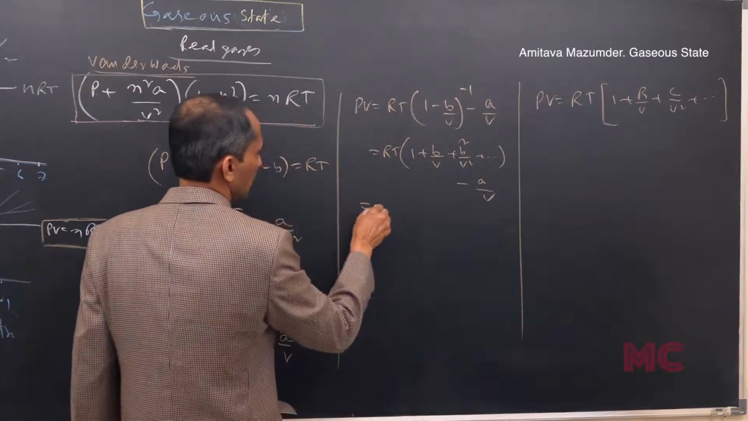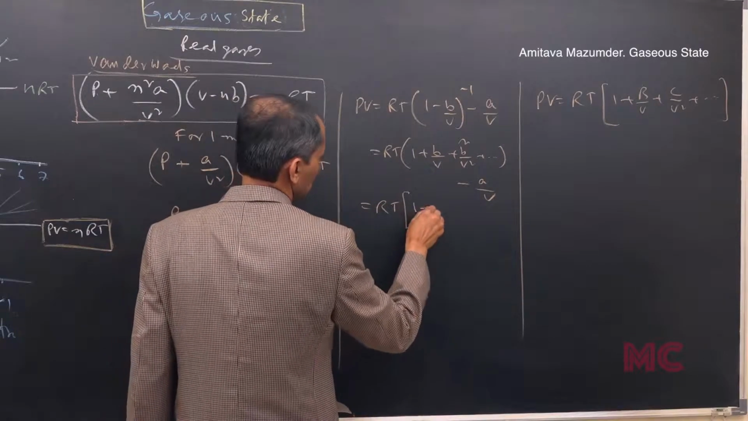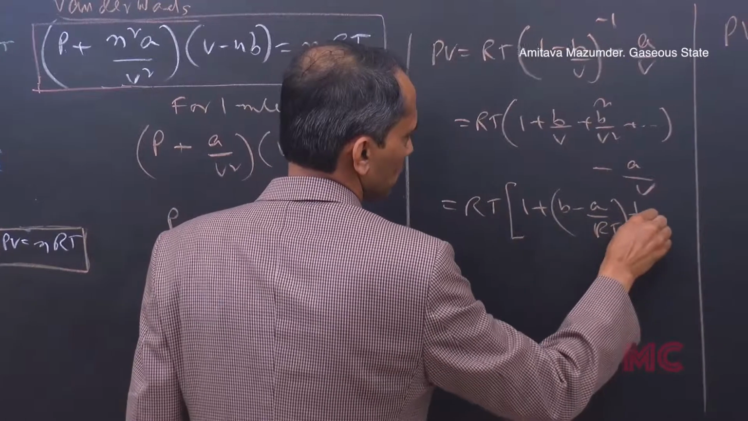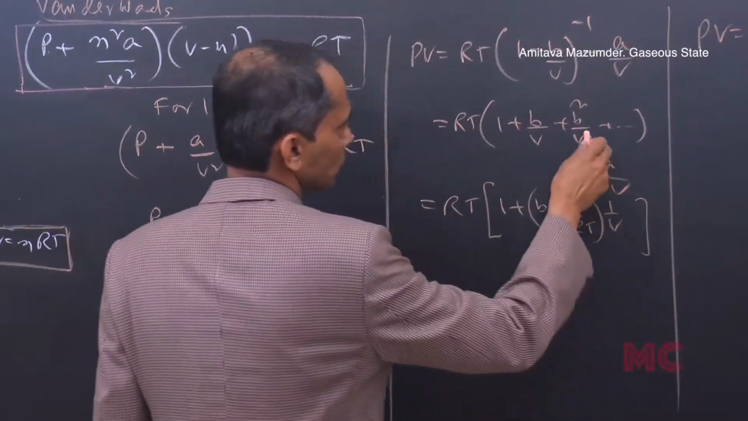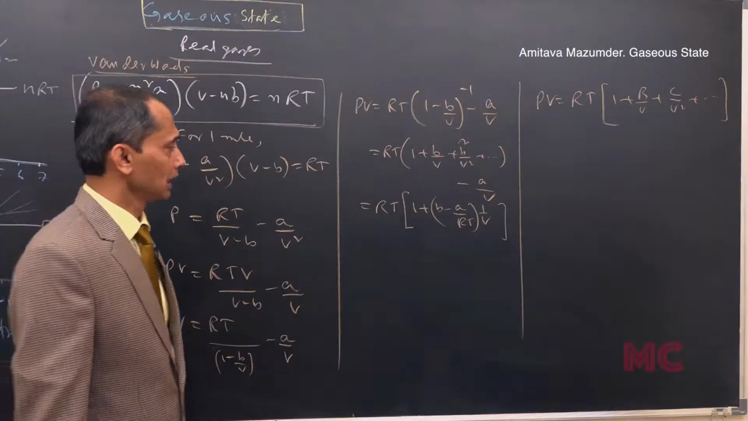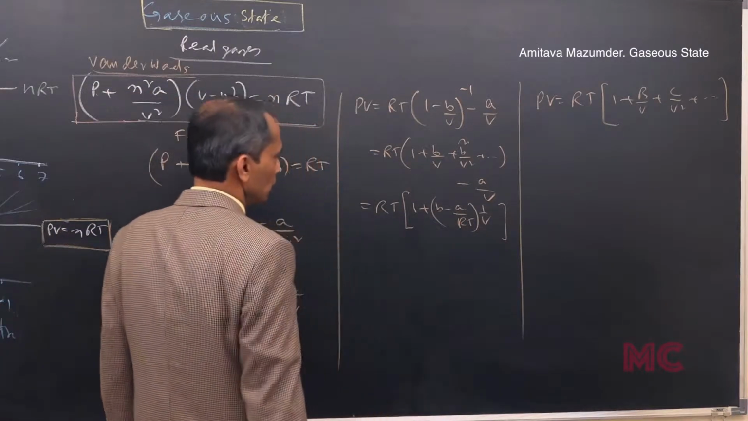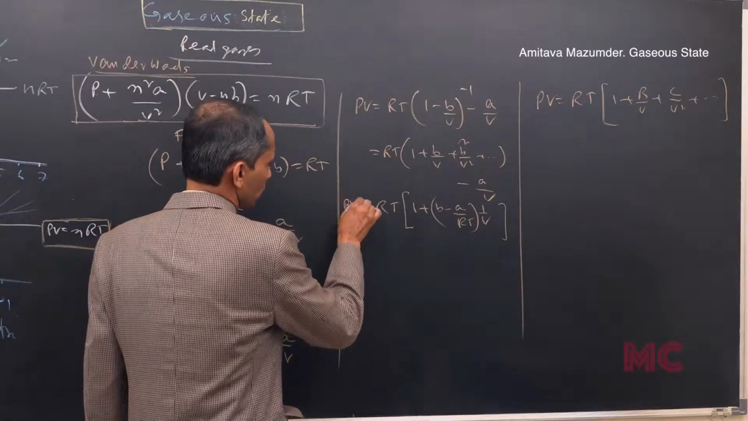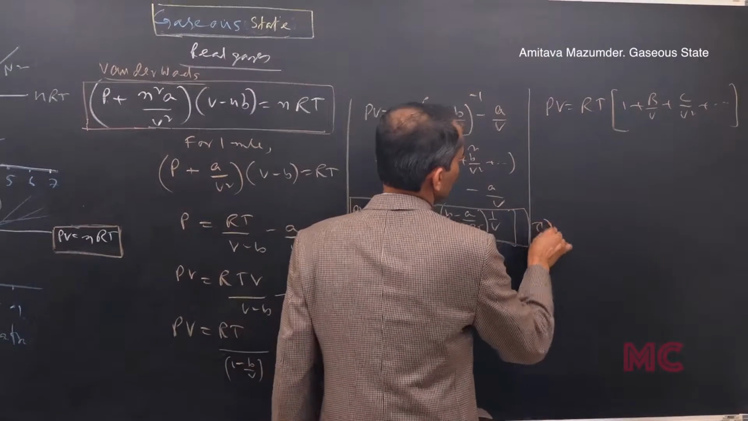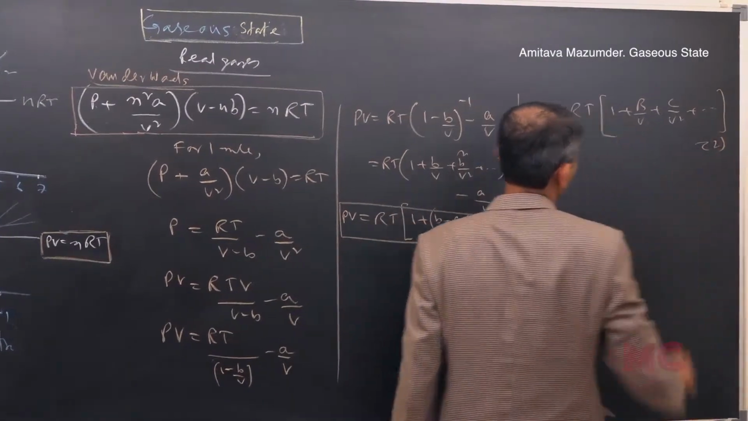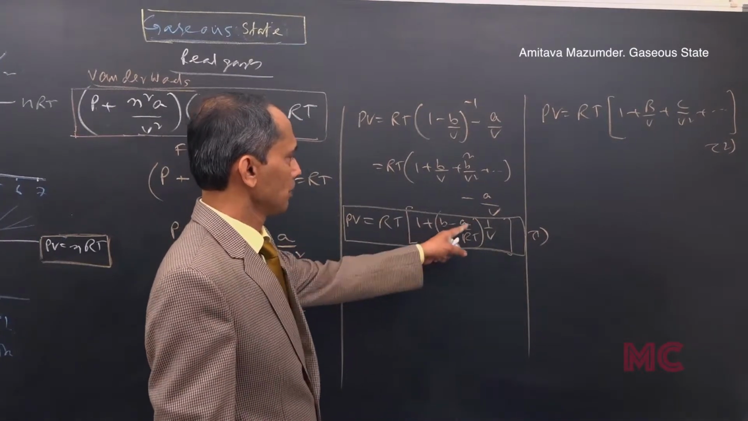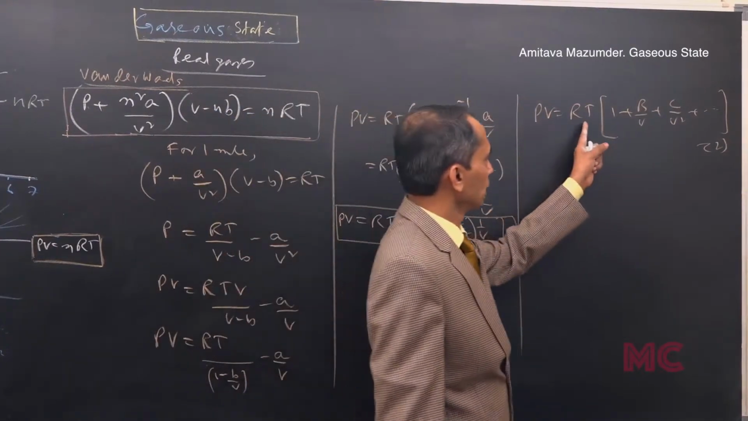So obviously if I take RT out, we can say 1 + (b − a/RT)(1/V), and we can neglect higher terms because b²/V², since V is very high, can be neglected. So therefore we get this expression, PV = RT(1 + (b − a/RT)(1/V)). With this expression, equation 1 and equation 2, if we compare, then obviously it is RT into 1 plus (b − a/RT) into 1/V, and also B/V.